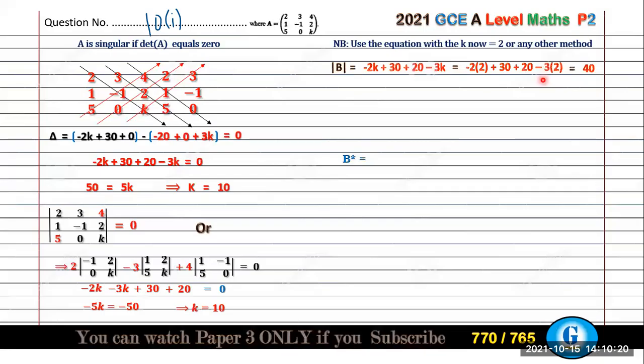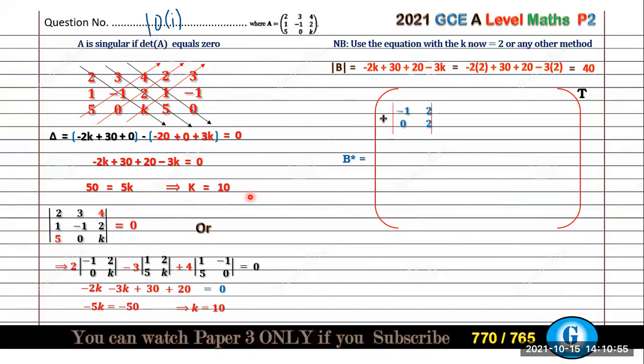So the adjoint B star is given by the transpose matrix of cofactors. So we are going to come to this matrix that we have and get the cofactors. This is the method of cofactors here. So the first cofactor is going to be a positive factor. So we have plus. The first cofactor is obtained by suppressing the row and column where this entry is found. So we have minus 1, 2, 0, 2, because our k is 2. Minus 1, 2, 0, 2.